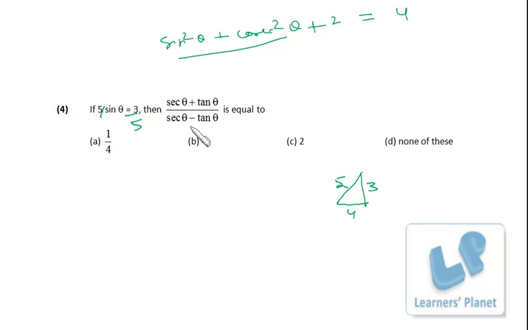Now sec theta plus tan theta times sec theta minus tan theta can be very easily solved. Sec theta is 1 upon cos theta, and cos theta is 4 by 5, so sec theta will be 5 by 4. Tan theta will be 3 by 4, right? Similarly, 5 by 4 minus 3 by 4, so this is cancelled. 8 by 2, that is 4. So very simply you can do it.